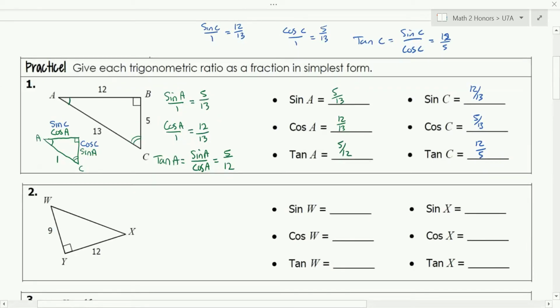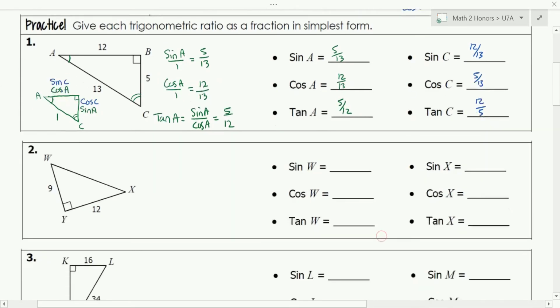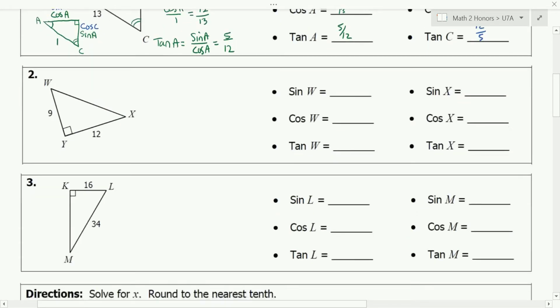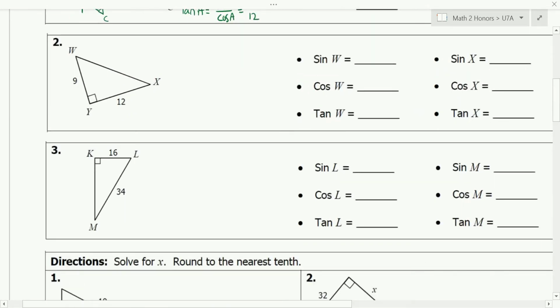All right, let's skip number 2. Take a look at number 3. So 3 is almost the same problem as number 1, except they don't give us one of the side lengths. And we need to know that side length before we can get started here. So how do we find that missing side length? Use the Pythagorean theorem. Right, so let's call this side length x. And so what would I write? 16 squared plus x squared equals the hypotenuse squared, right?